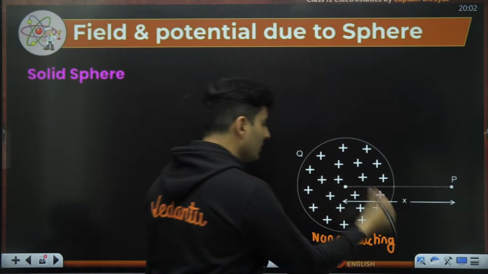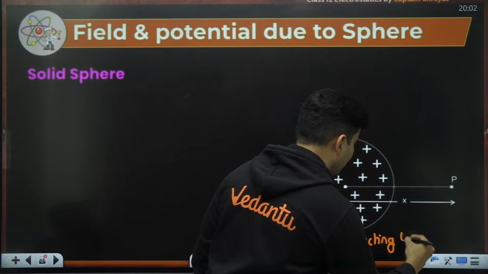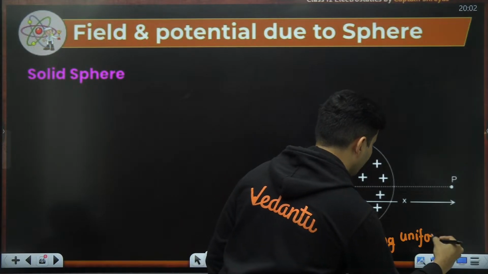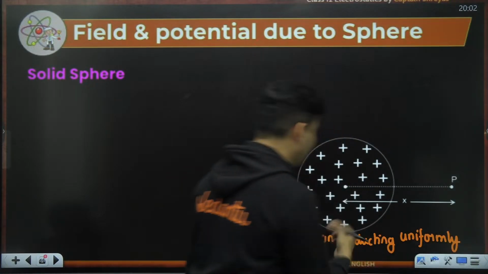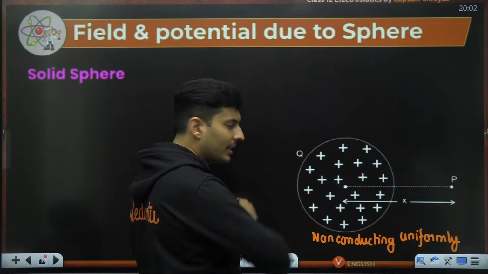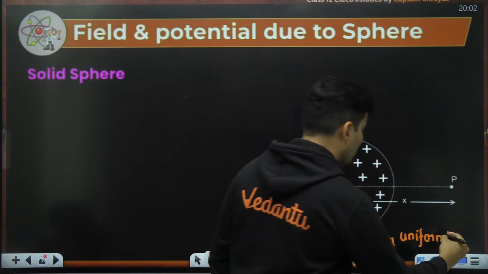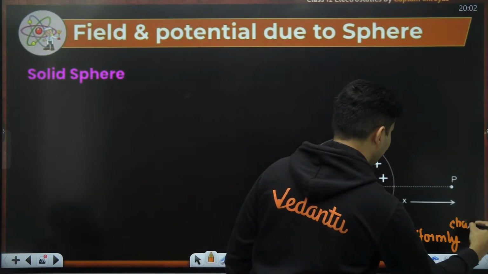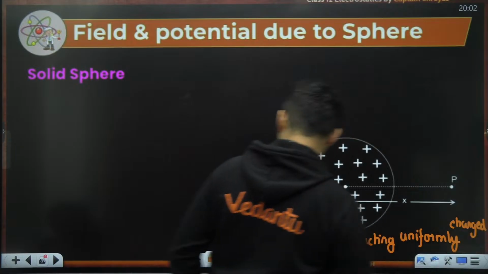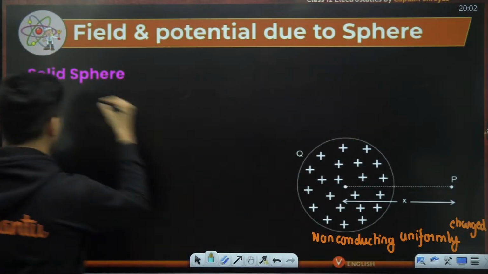Solid sphere which is uniformly charged. Non-conducting, uniformly charged. Because if it was a conductor, how can you keep the charges inside? They will always go outside. Uniformly charged. In such cases, be careful.